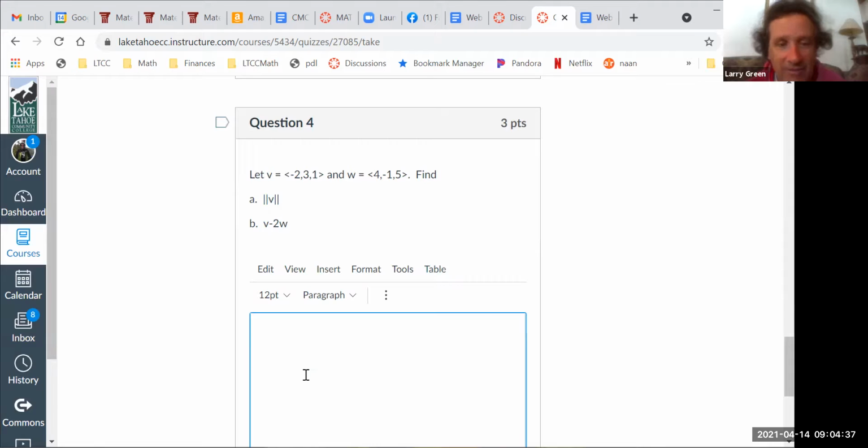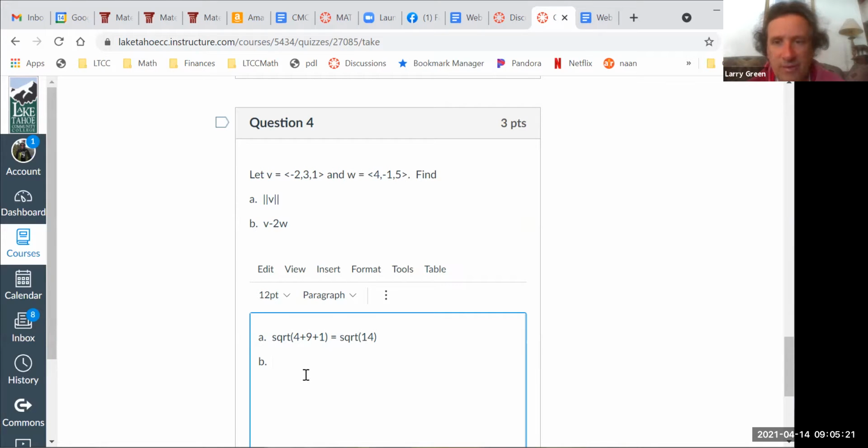So the magnitude of V, we have a formula for that. The formula for the magnitude is the square root of the sum of the squares. So square root of negative 2 squared is 4, plus 3 squared is 9, plus 1 squared is 1. And if you feel like it, that's equal to square root of 14. Definitely not required to do the final step there. It is hard to resist. Any questions on part A?